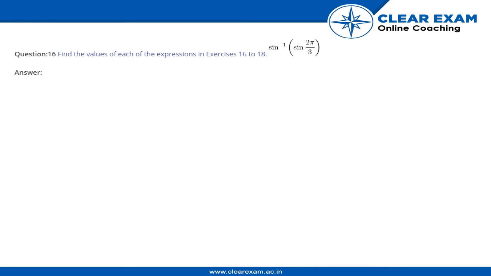Hello guys, welcome back for another question, and today we are going to solve a question from the inverse trigonometric functions chapter from class 12th, and let us see what our question says. So we have to find the value of the given expression, and the expression is sine inverse of sine 2 pi by 3.